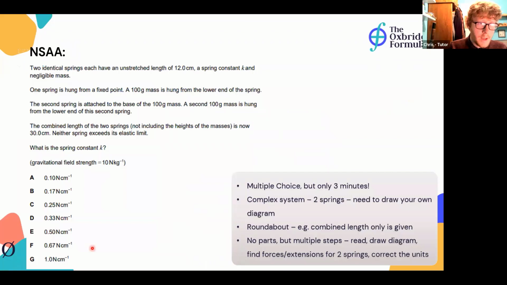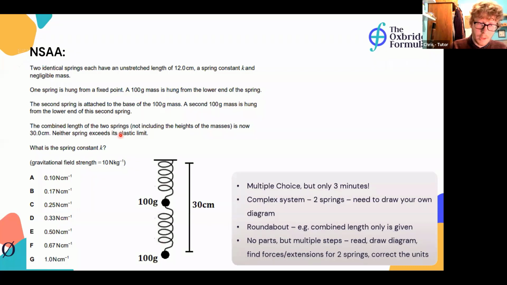And then if we look at the answer, just in terms of the format, one thing stands out, which is it's multiple choice. But that doesn't necessarily make it easier. For one thing, you only have 3 minutes to do this, and it's harder than the A-level question, which was 4.5. In this question, there are 2 springs, each with a mass at the bottom, and one is hung from the other. So you'd need to read the passage, figure out what it looks like, and then draw it yourself in order to do your working.